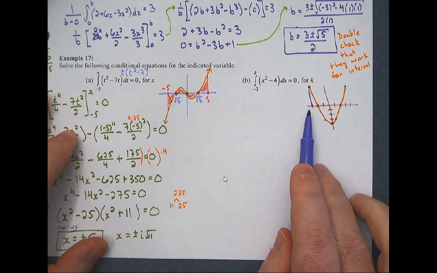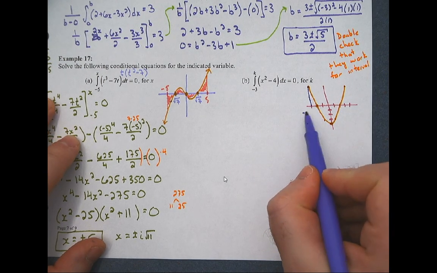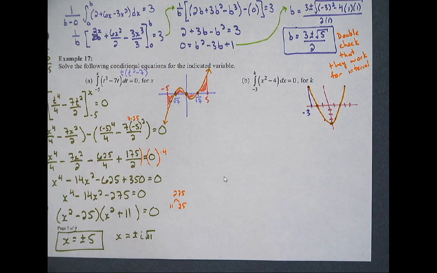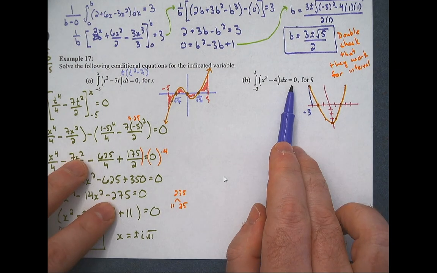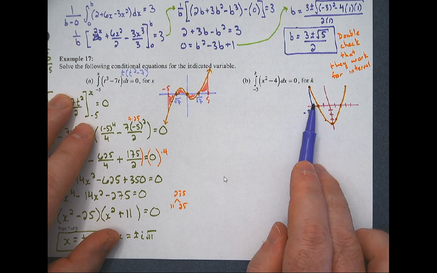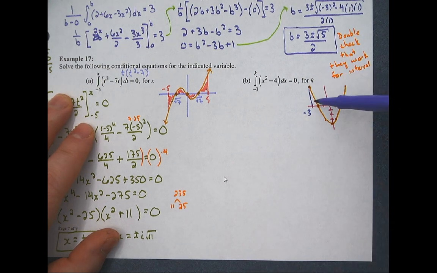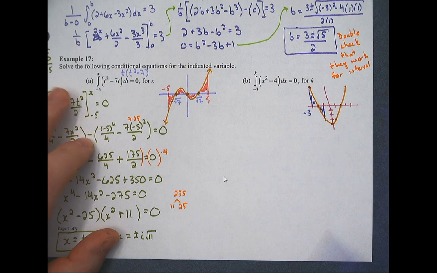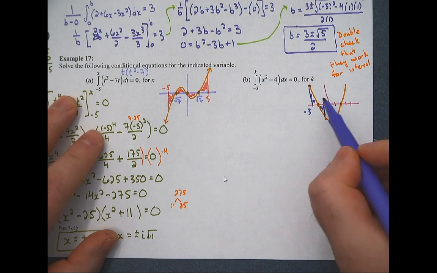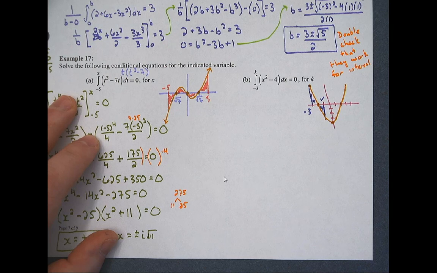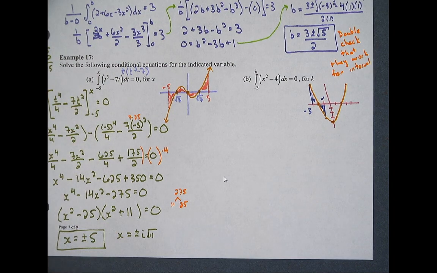Well, the first thing I should do is not go anywhere. Just stay there at negative 3. That would find me an area of 0. Then as I move in, this area right here is all positive. I don't know exactly where, but there's some place in here where those two are going to cancel each other out. So I'm just going to put a little check mark, that there's going to be some solution in there.